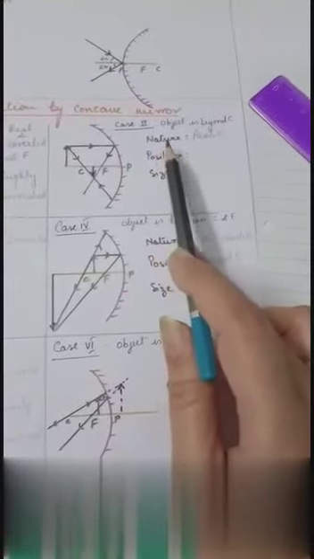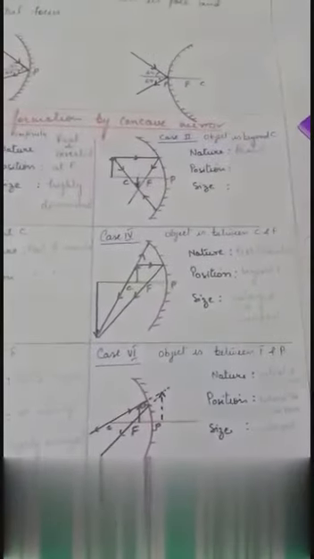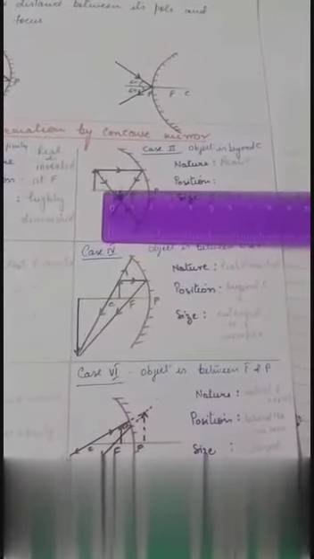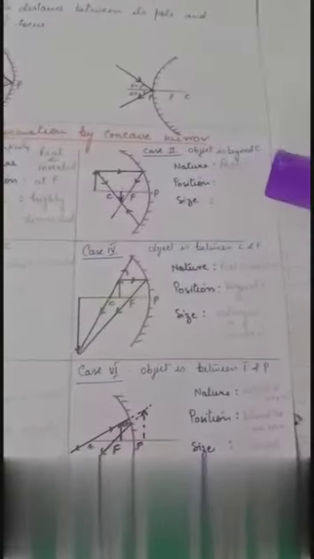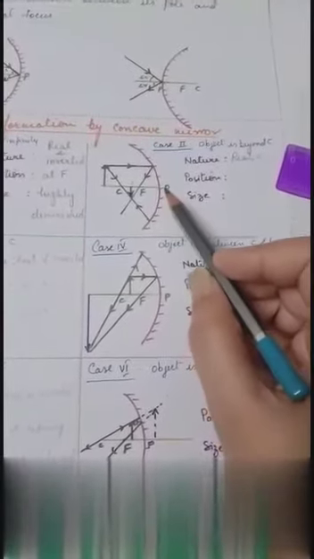Case 2. Now we are going to keep the object beyond C. Kindly make sure that whenever you are drawing the ray diagram, your distance between C and F and P will remain same. So measure with the scale and then draw the ray diagram. And P should be exactly in the center of the mirror.